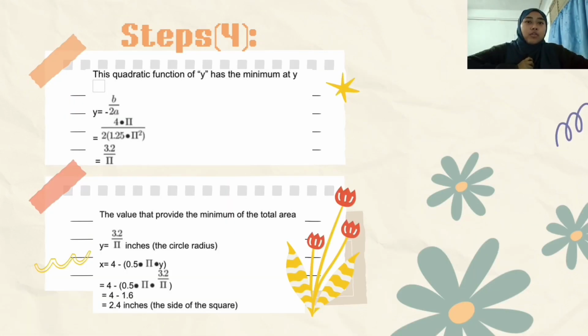Then for step 4, we use the equation y equals b over negative 2a, and then we get y equals 3.2 over pi. For the last step, we substitute y into the equation x equals 4 minus 0.5 pi y. Then we get the answer, which is 2.4 inches for the side of the square. And that's all for the solution explanation for question number 2.